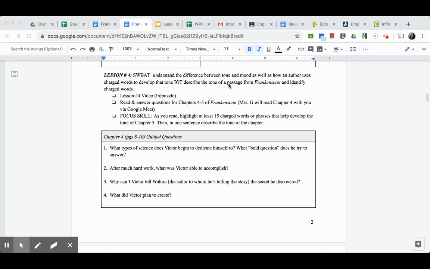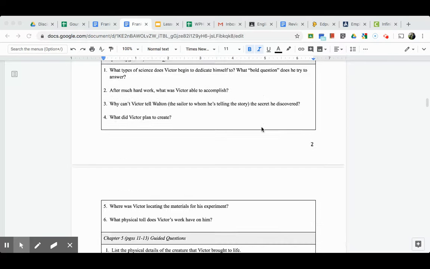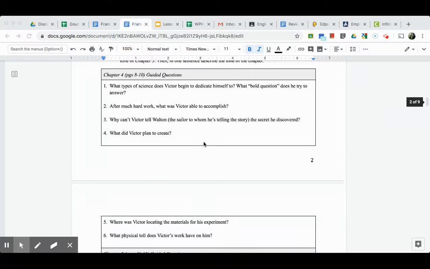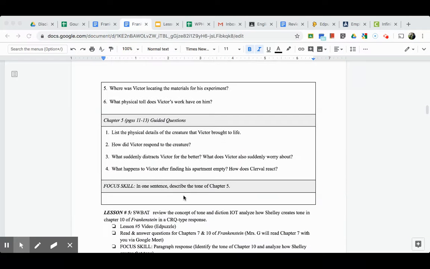So, today's lesson, we've been talking about tone and mood, and I've asked you to identify some charged words, specifically in chapter 5. So chapter 4, you're not going to need to look for tone, but when you read chapter 5 on your own, you're going to highlight at least 15 charged words and phrases that help develop the tone, and in one sentence describe the tone. So remember the general feel, the vibe, the atmosphere of the text. Pick an adjective, and you want to highlight at least 15 of those charged words. We've got some guided questions here, and the focus skill sentence goes right there.